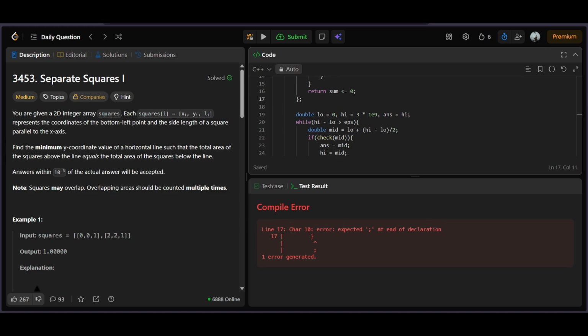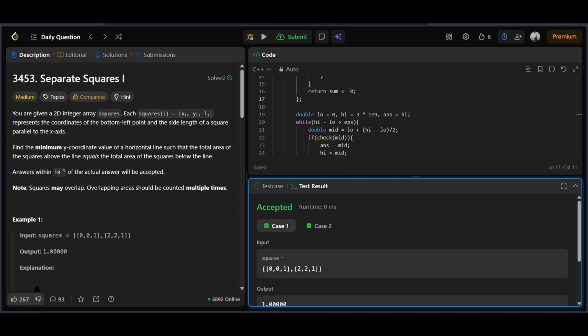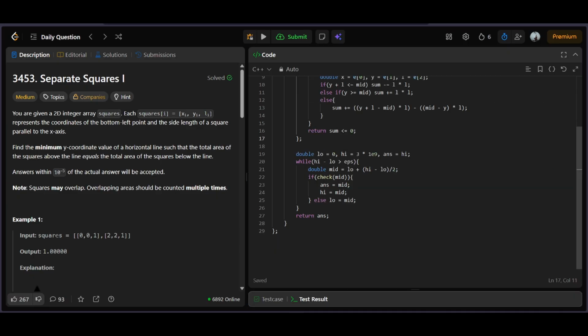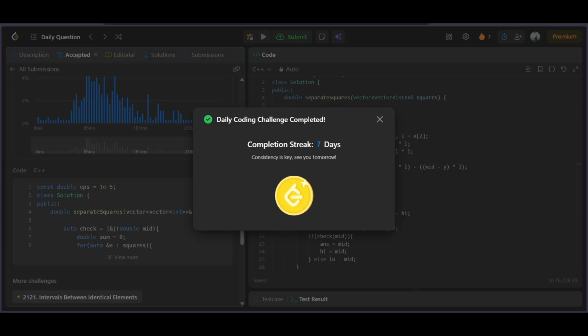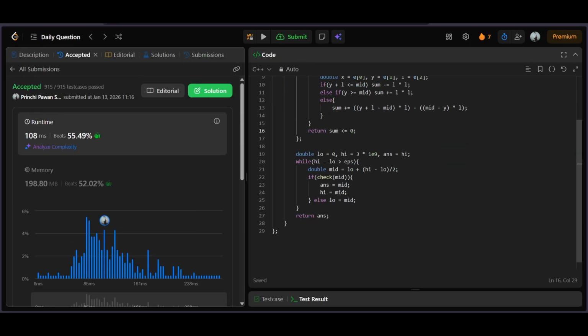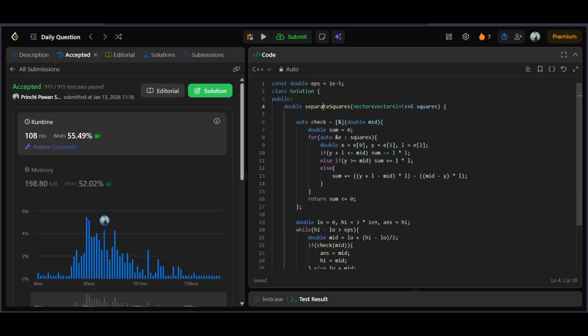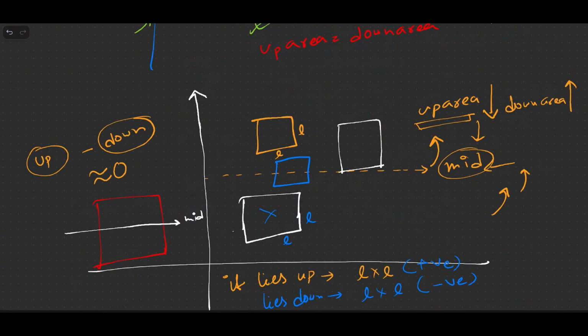Okay. You can see this is passing. Let's try to submit this. Yeah, so this is passing. Okay, so as you can see, this is passing, so if you have any doubt, you can see this whole diagram again.